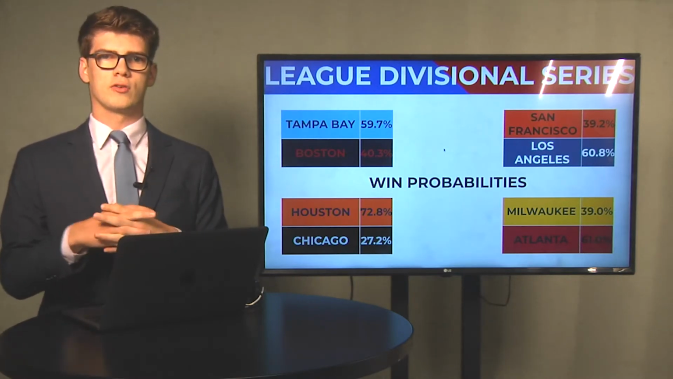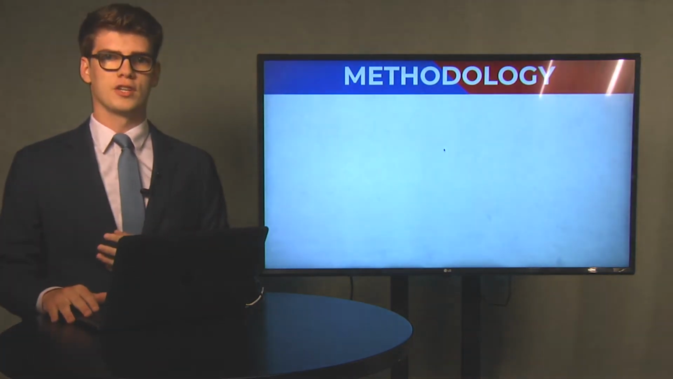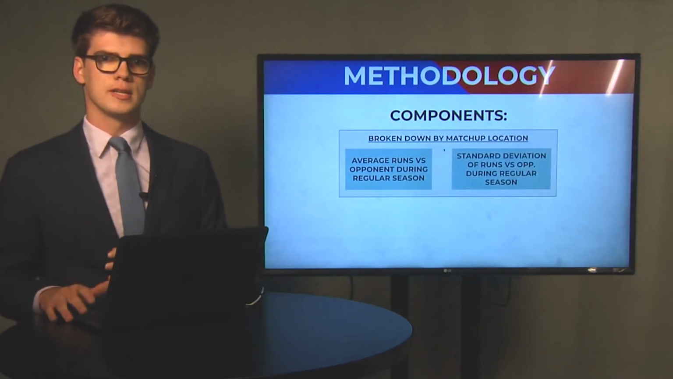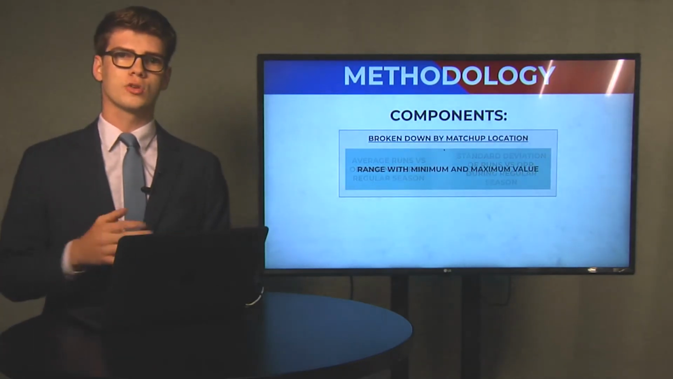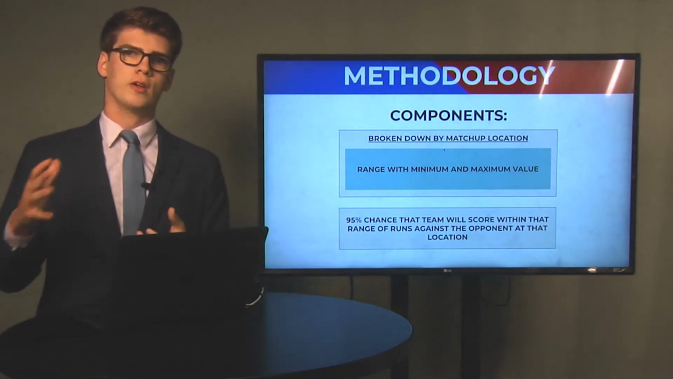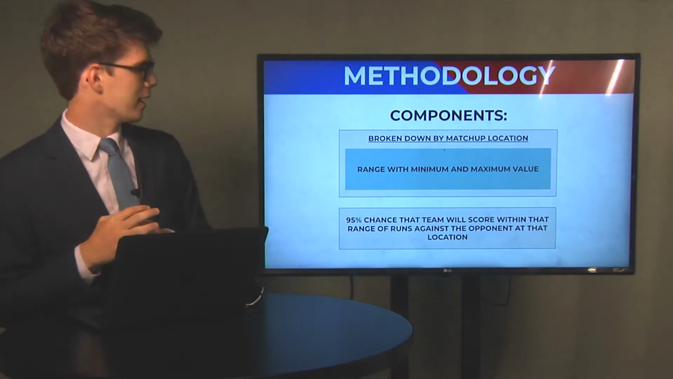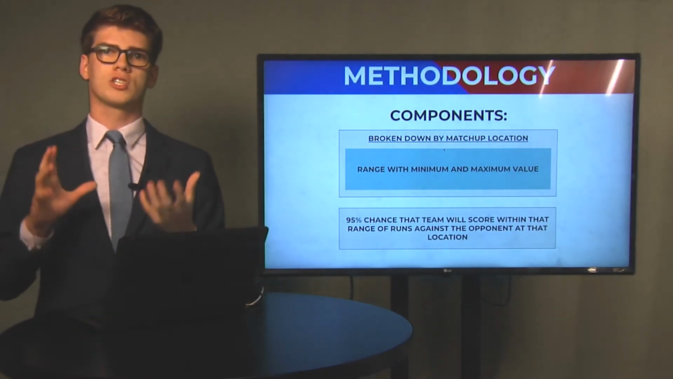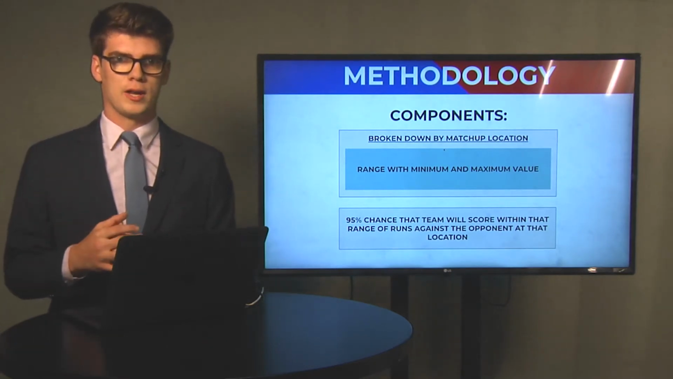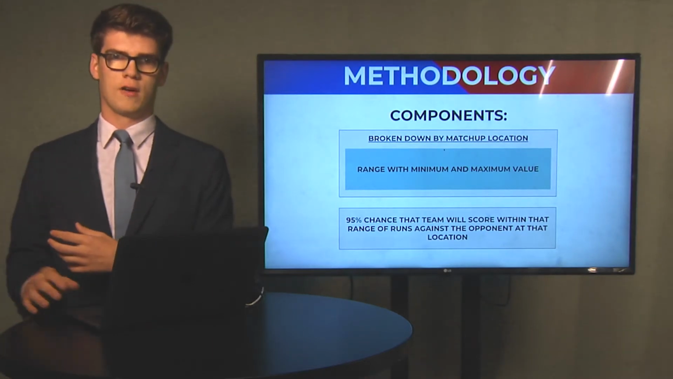To fully understand how to interpret this, we need to break down the methodology of these simulations. It is centered around the division series, which vary in length depending on the set of opponents. From those season series, we'll take a look at the average runs scored by each team at each location and the standard deviation of those same data points. These two values are then used in a formula that gives us a minimum and maximum value that form a range in which there's a 95% chance that the number of runs each team will score will be in that range. In short, we have a set of possible outcomes for each team based on the location of the game.